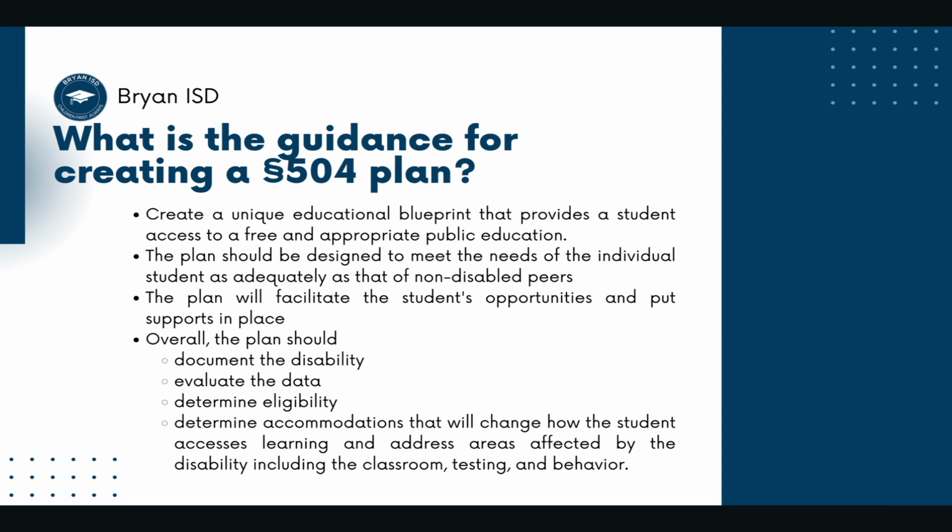Overall, the plan should document the disability, evaluate the data, determine eligibility, and then determine the accommodations that will change how the student accesses learning and address areas affected by the disability, including the classroom, during testing, and for behavior.